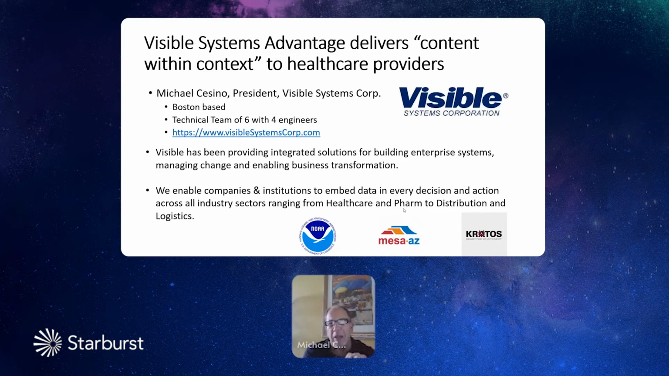Visible Systems has launched a platform referred to as Visible Advantage. It delivers this content within context. And we were able to do it with a relatively small technical team of 6 with 4 engineers. We have a history of providing integrated solutions for building enterprise systems, managing change, and enabling business transformation. And we enable companies and institutions to embed data in every decision and action they make, no matter what the industry sector. We have solutions ranging from healthcare and pharma to distribution and logistics. And to just name a few of our customers, you can see below there, NOAA, the city of Mesa in Arizona, and Kratos is another security firm that uses our software.